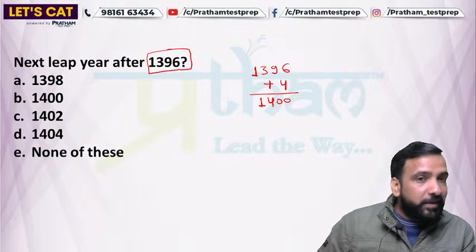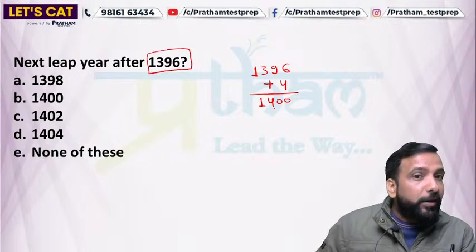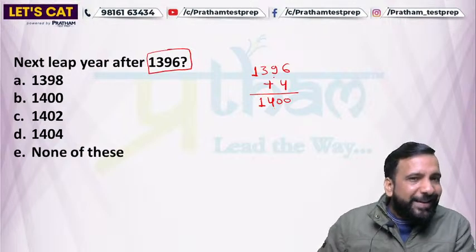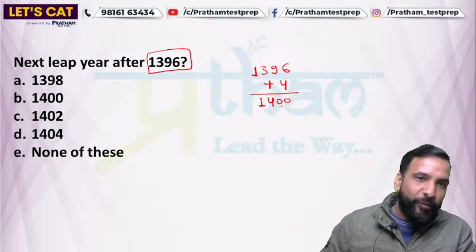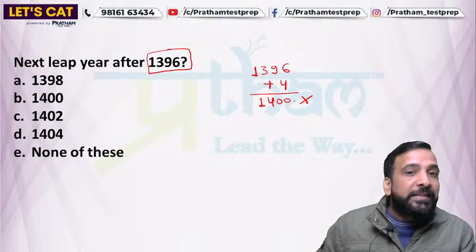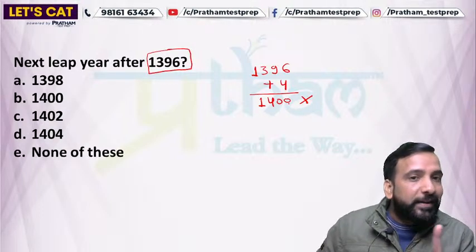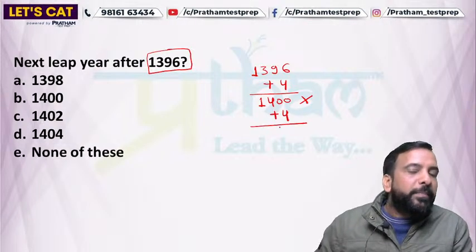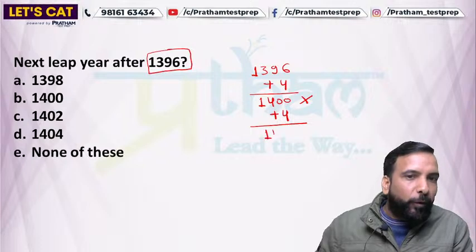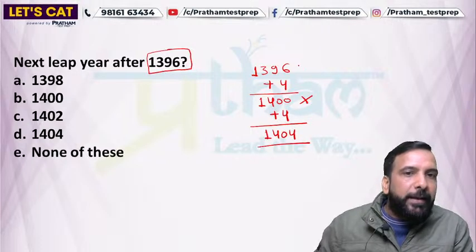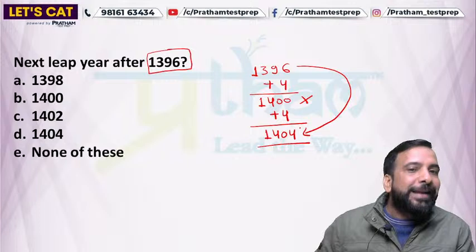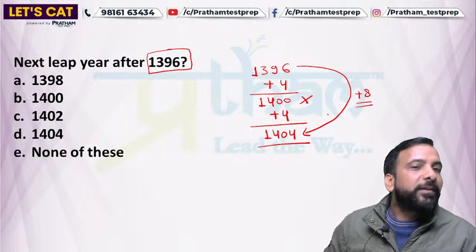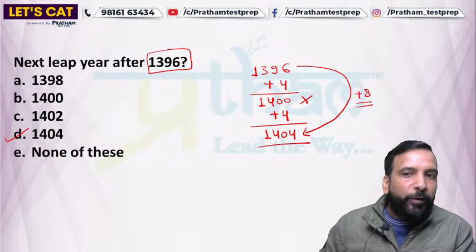For 1400, this is a century year, right? And for a century year to be leap, it must be divisible by 400 or must be a multiple of 400. Is it a multiple of 400? No, this is not. So that means this year is an ordinary year. This is not a leap year, right? So the next leap year after 1396 will be the next year plus 4, that is 1404. This is the next leap year after 1396, which means after 8 years. The next leap year is after 8 years. So the correct answer is 1404.